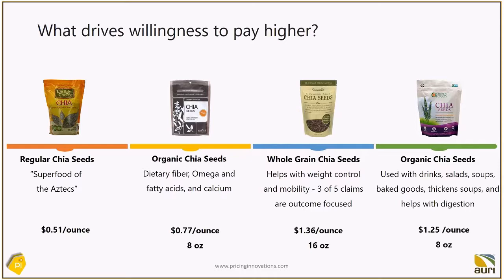On the third one, the whole grain chia seeds, it talks about how it helps with weight control and mobility, and 3 out of the 5 claims are outcome focused. So I can take the ingredients information to the next stage of knowing the benefits of those chia seeds. And on the final one, which we found to be the most successful out of these 4 options, it talks about how you can use it. It helps me visualize using chia seeds with my drinks and salads and soups and baked goods, and it thickens soups and helps with digestion. So I can understand how I can use it. I can visualize how I can use it in what sorts of foods. And I also understand that it helps with digestion, and I can picture the outcomes and benefits all together.